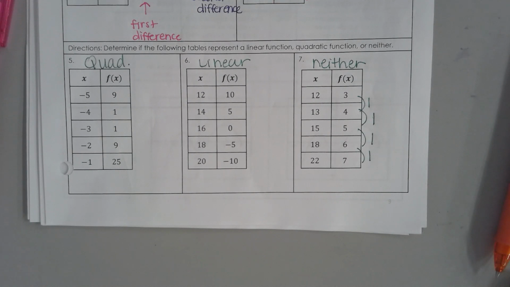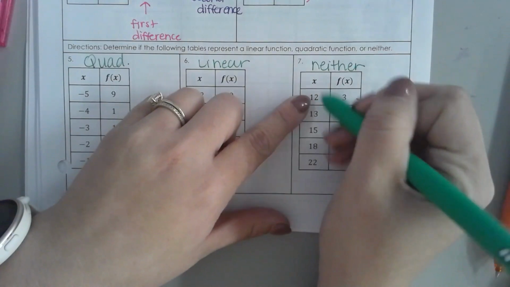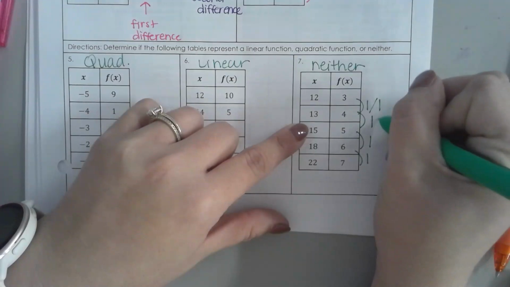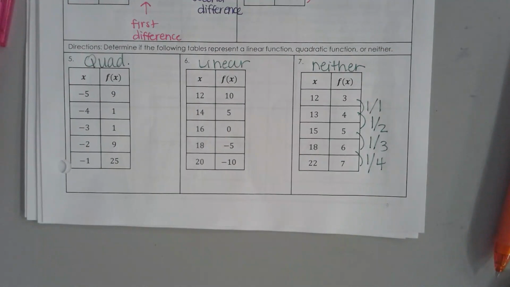Because your x values don't go up by the same. I probably tricked some of you. You probably put linear. So the y's go up by the same, but the x's don't. So this would be like 12 to 13 would be 1, 1 over 2, 1 over 3, 1 over 4. Because your y's are increasing by 1, your x's are increasing by a different amount. So your rates of change are 1, 1/2, 1/3, 1/4.